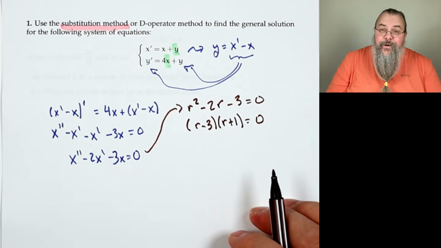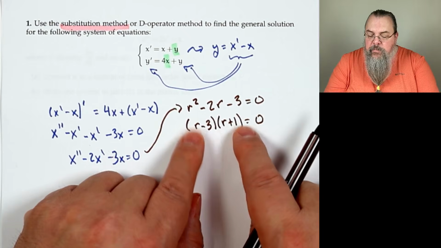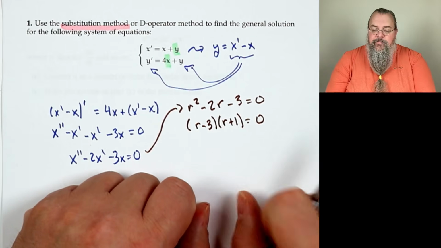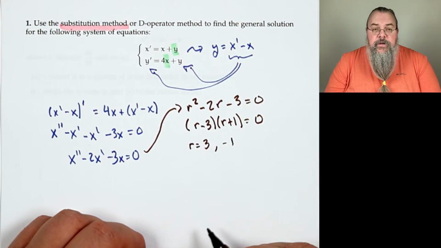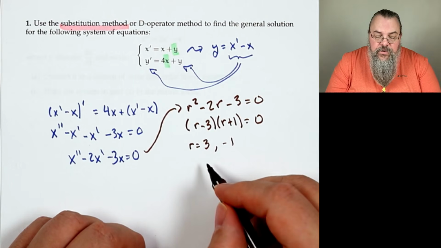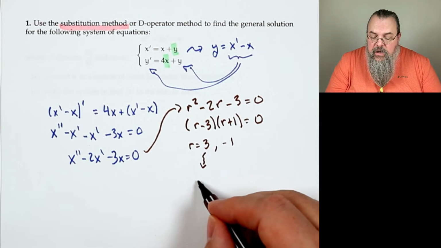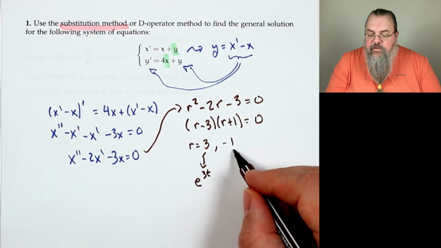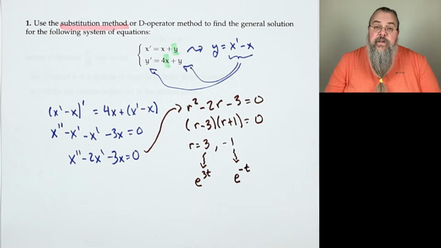And our teachers are nice to us, so they give us something that could factor. We always have the quadratic formula in our back pocket, so we need it. Quickly double check. R squared, good. Plus r minus 3r is minus 2r. Minus 3 times 1 is negative 3. Which means that we have roots of 3 and negative 1. Now, each root becomes a solution. And so this root of 3 says, okay, we have e to the 3t. And this root of minus 1 says, okay, we have e to the minus 1t, which we write as e to the minus t.